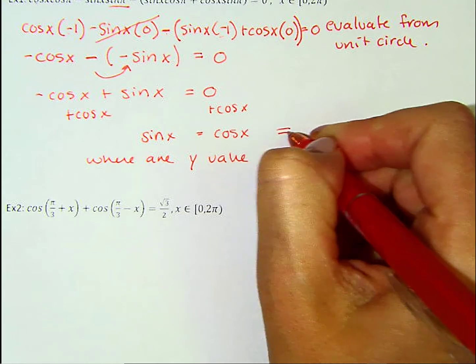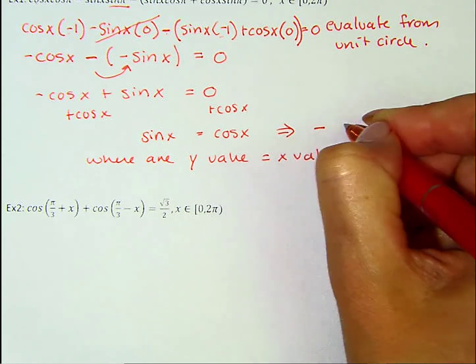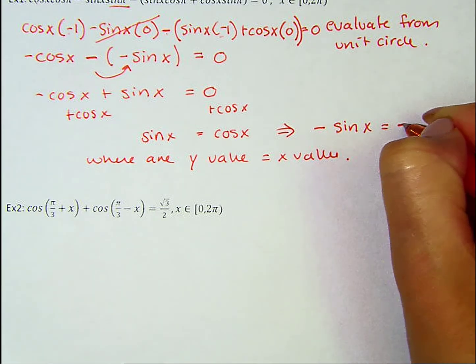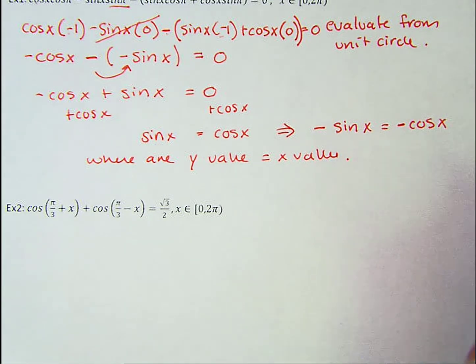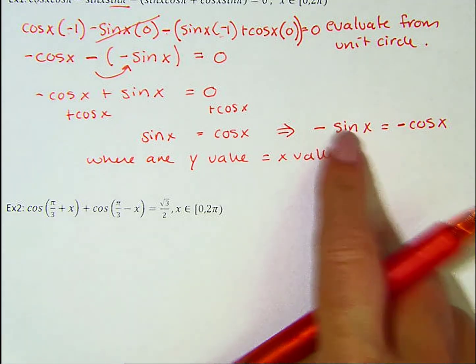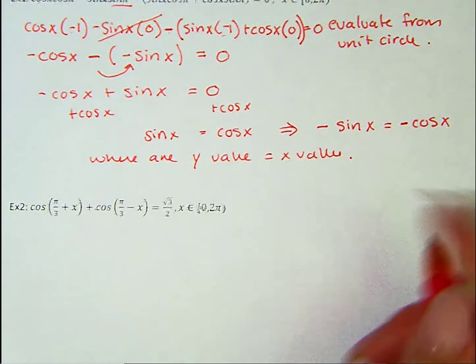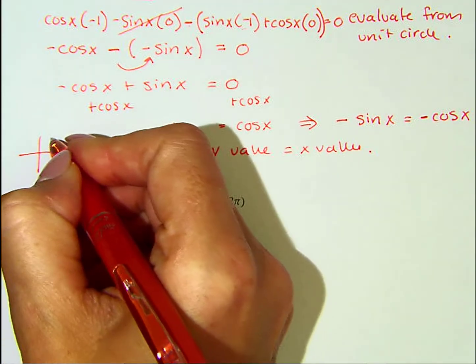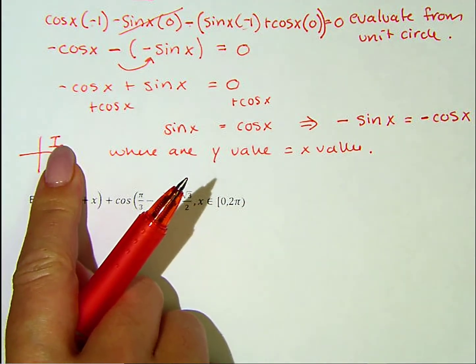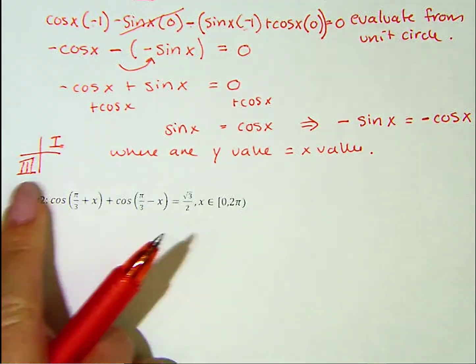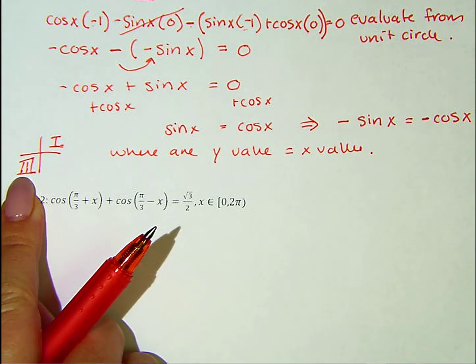Okay, so another way to write this would also be negative sine x is equal to negative cosine x. Those would be equivalent as well, right? Because you divide both sides by a negative. So that means that if both of these are true, we're going to need an answer where cosine and sine, x and y, are both positive, and where cosine and sine are both negative.